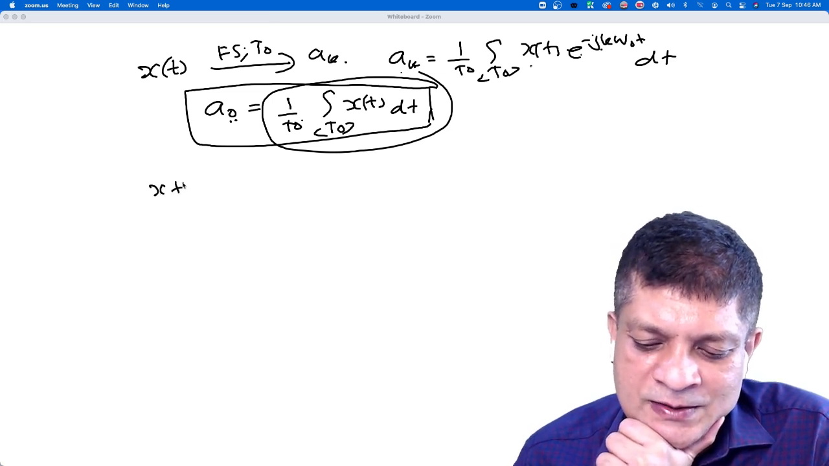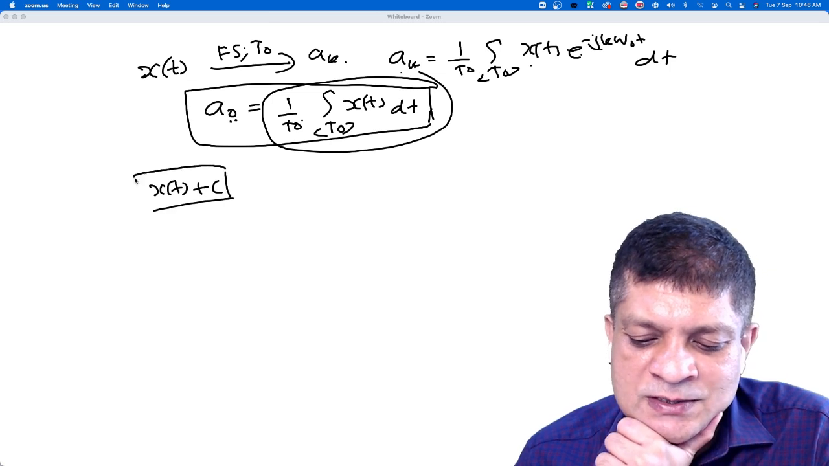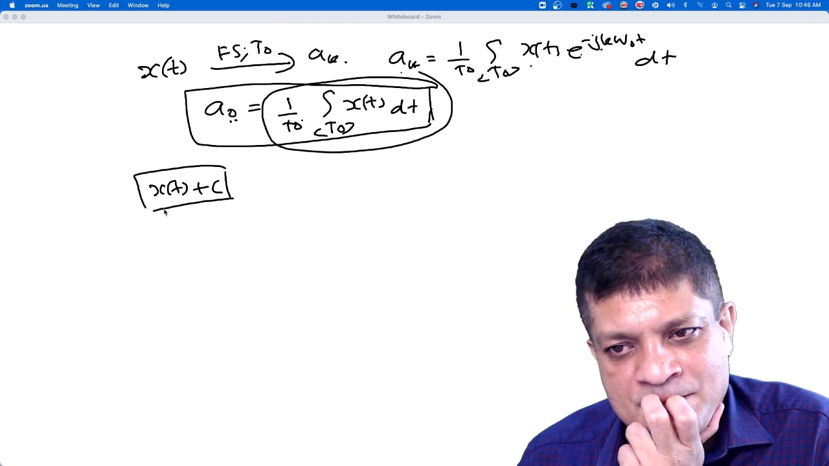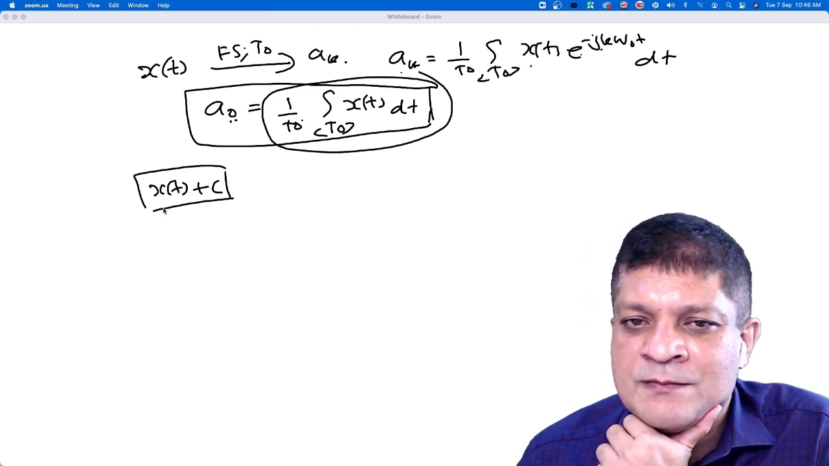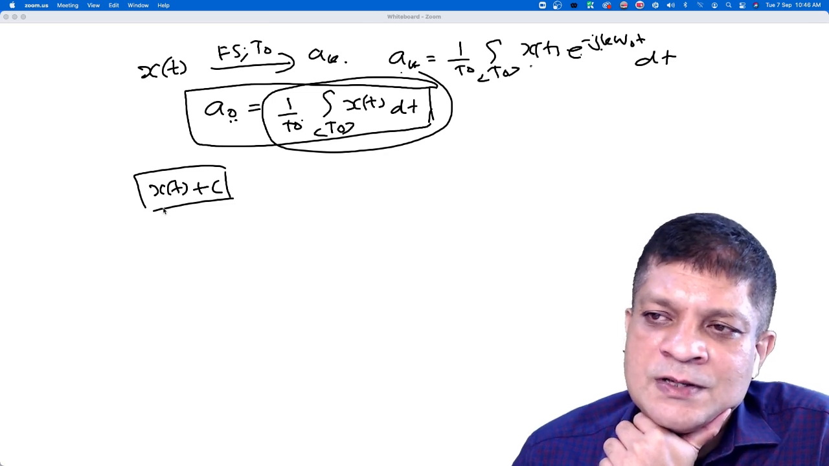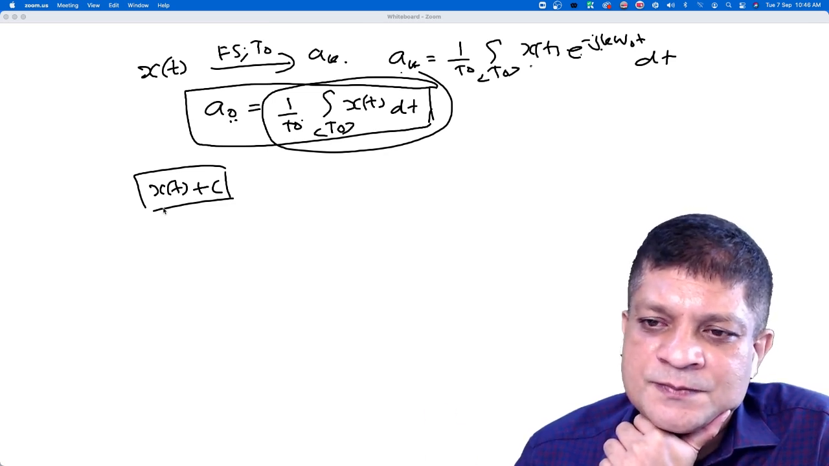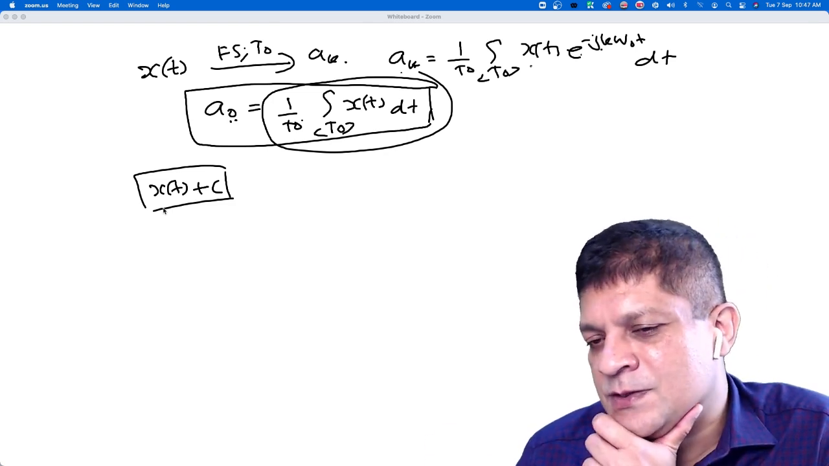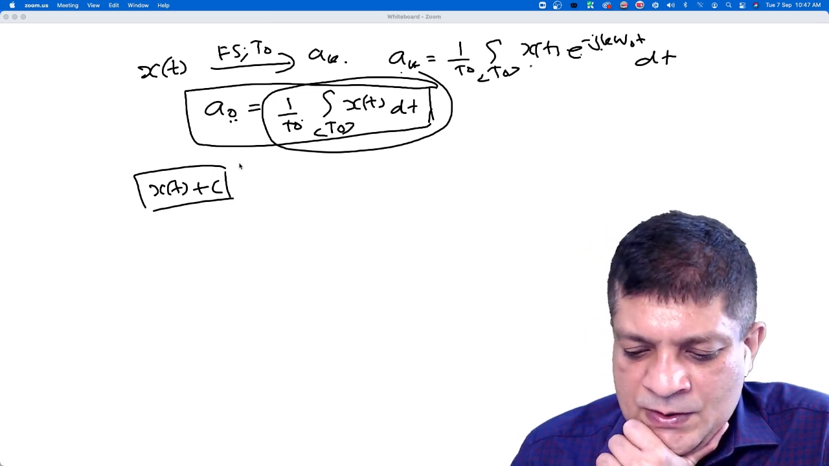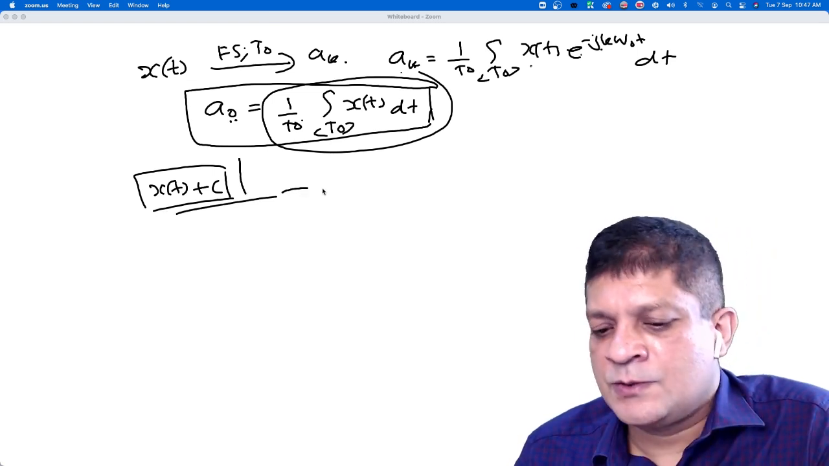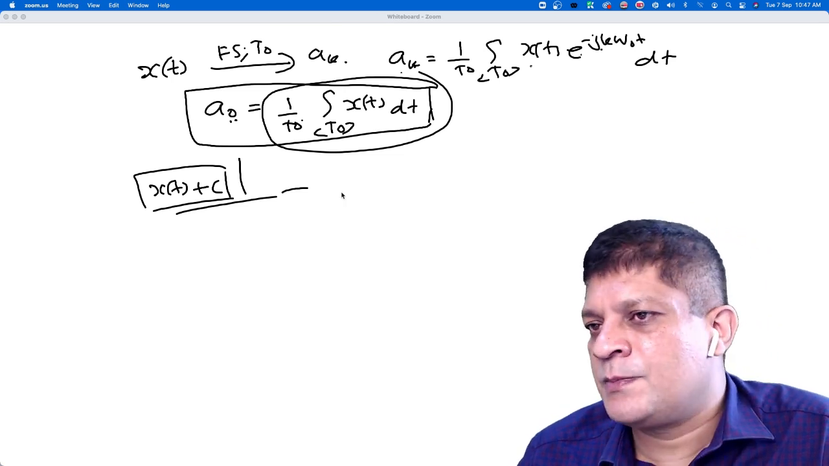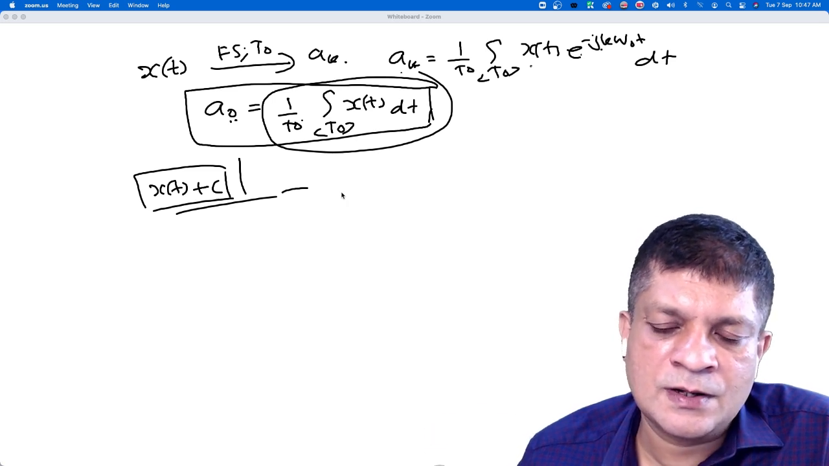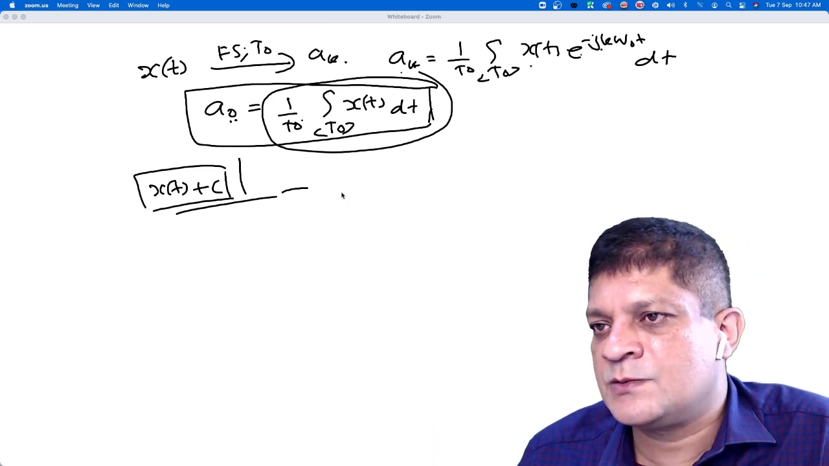Now, if we are adding a constant value to a signal, what will happen to the average? The average value shifts by that constant. That is what is happening here. The average value shifts by that constant. Okay, so remember this linearity property is applicable only when we consider the Fourier series representation with respect to the same period.